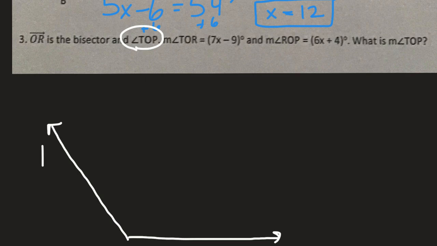Okay, so we have the point T, and then O is at your vertex, because O is in the middle. And then we have P to the right. Or you can reverse those. It doesn't really matter if you spell TOP or POT. And now we have to put in OR. Okay, so where are we going to find OR?